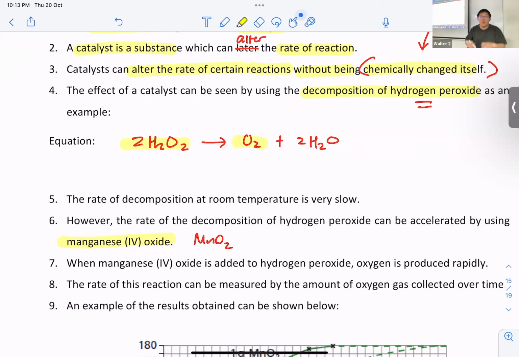The only disadvantage of this catalyst is that, two disadvantages. Number one is that it must be pure. Number two is very specific to only certain types of chemical reaction. You cannot use the same catalyst for every single chemical reaction. That's the catch. So for a specific chemical reaction, you have to look for a specific catalyst. That's how it works.